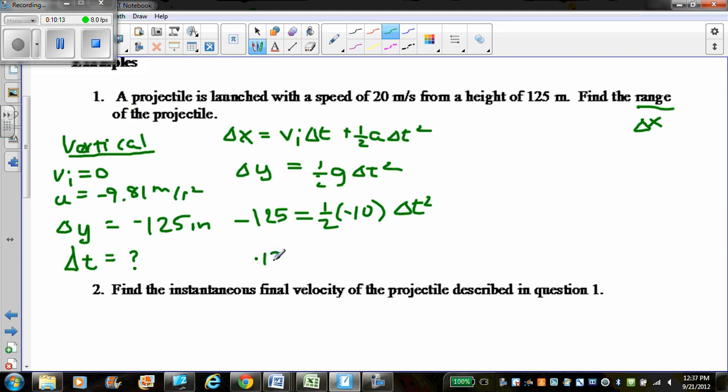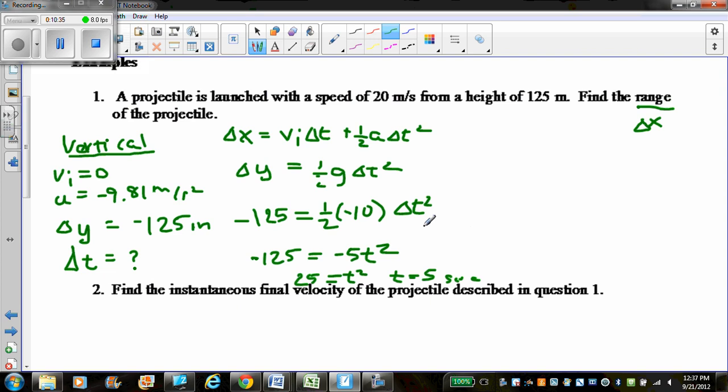So I have -125 equals -5t squared. Take a minute and try to do the mental math. -125 divided by -5 is 25. So I have 25 equals t squared. So t, the time in the air, is 5 seconds.